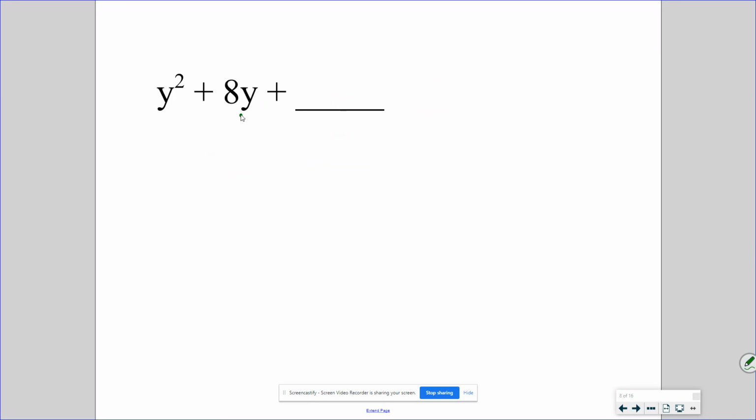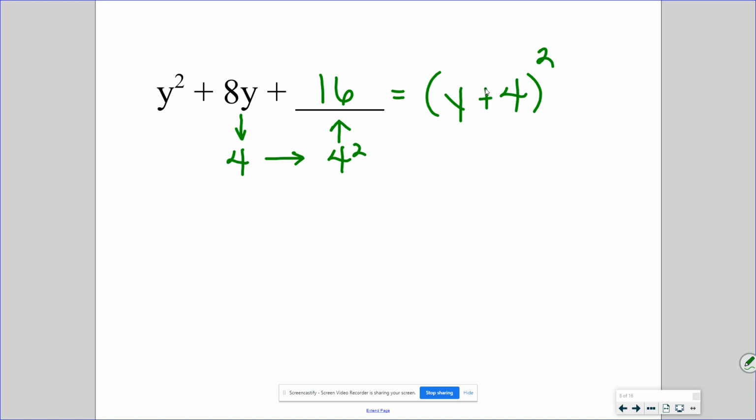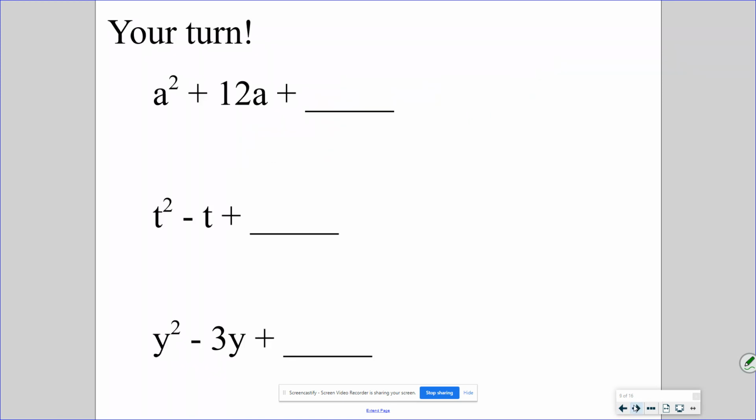Let's keep trying. So what would this be? We're going to do half the middle term, and we're going to square that value, and that will give you 16. And then let's see what this would factor down to. So we're looking for what times what equals 16 that adds up to 8. 4 times 4 equals 16, and 4 plus 4 equals 8. So y plus 4 times itself, or squared, would give you the correct factorization.